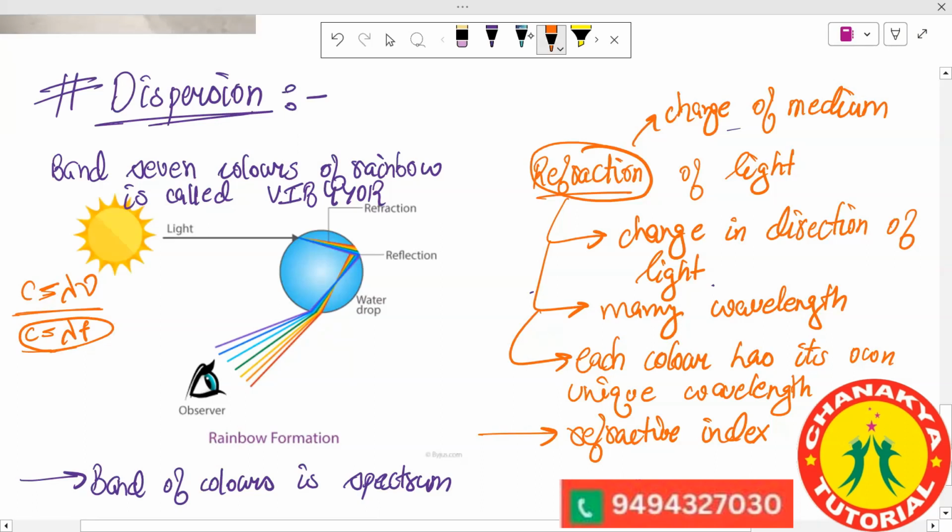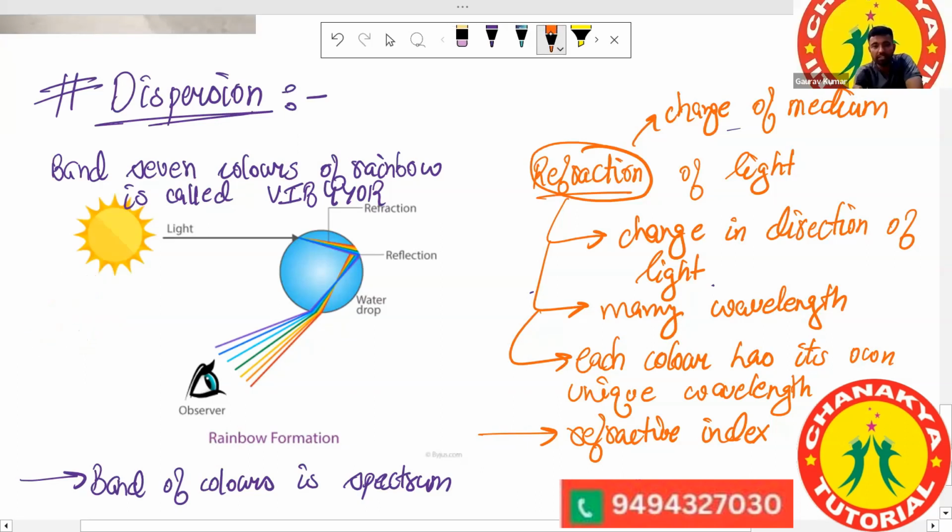Forget it. You will get to know this formula. Let me give you a brief about this formula. C is equal to lambda f. C is the speed of light, lambda is the wavelength of light, f is the frequency of light.